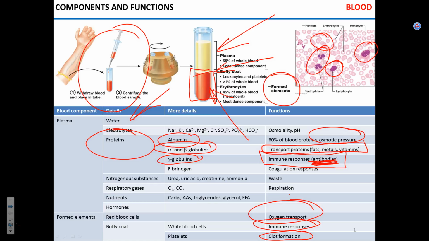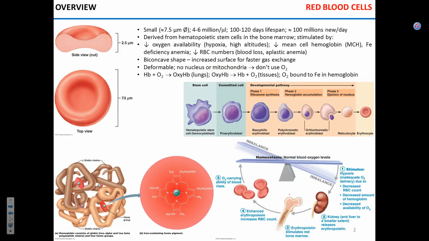What else are you going to find there? Various products of protein metabolism: urea, uric acid, metabolic products like creatinine, and so on and so forth. Gases, and nutrients, of course. Okay? But in this conversation, we're going to focus on the cells, and we're going to focus on the clotting response.